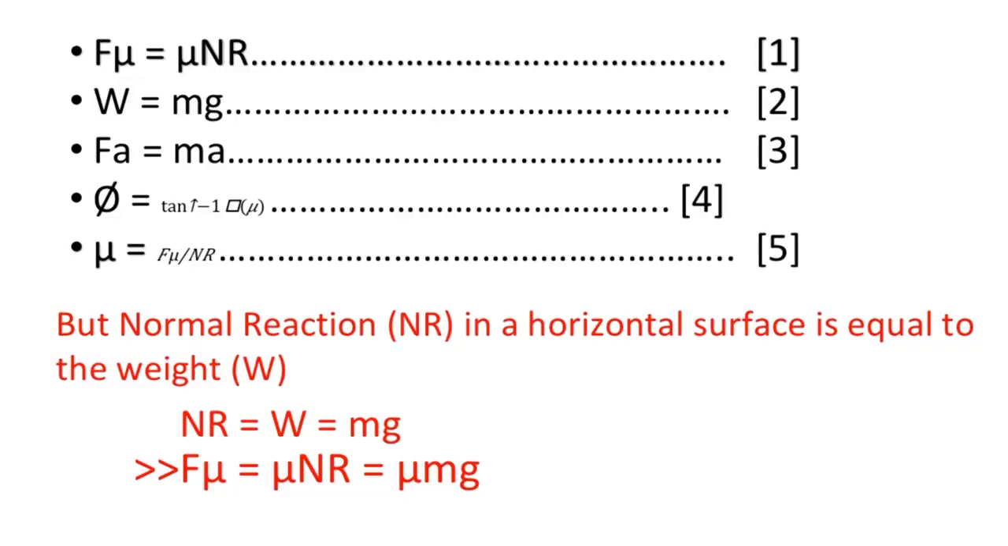Now, with regards to friction, these are the equations that we normally use, more particularly on horizontal surfaces. The first equation there is the frictional force, F_friction, is equal to mu multiplied by the normal reaction. That mu is actually the coefficient of friction. So for you to calculate your frictional force, F_friction is equal to coefficient of friction multiplied by normal reaction. The weight, we've already seen it. Weight is equal to mg, and the applied force is equal to ma.